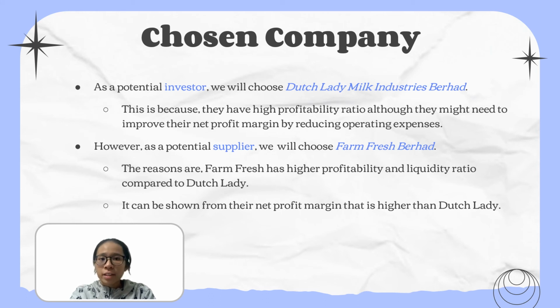As a potential investor, we will look at the profitability ratio. Based on the profitability ratio shown above, we will choose Dutch Lady because their profitability ratios are high, but they might need to improve their net profit margin by reducing operating expenses.